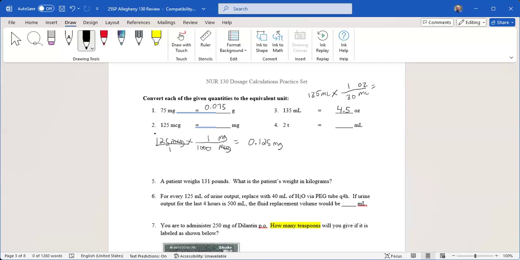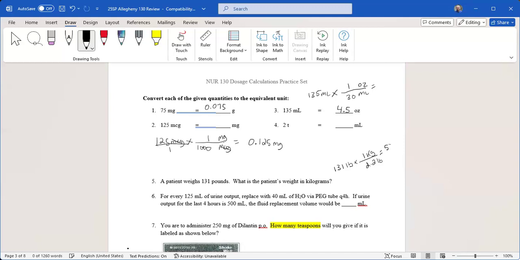Okay. So anytime you're going from metric to US standard, or US standard to metric, you might need to round. So let's look at this: the patient's weight in pounds going to kilograms. I have a 131-pound patient. I know that 1 kilogram is equal to 2.2 pounds. So I'm going to take 131 divided by 2.2, and I'm going to get 59.54 repeating.